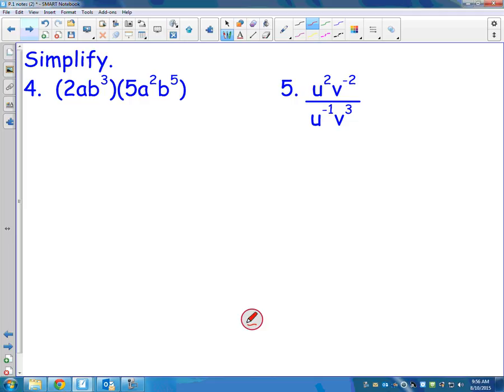So 2 times 5 is just 10. And then remember that there's a 1 there. So a and a squared, I'm just going to add those exponents together because I'm multiplying. So that's a to the third, and b to the third times b to the fifth, 3 plus 5, is b to the 8th. That's it, right?